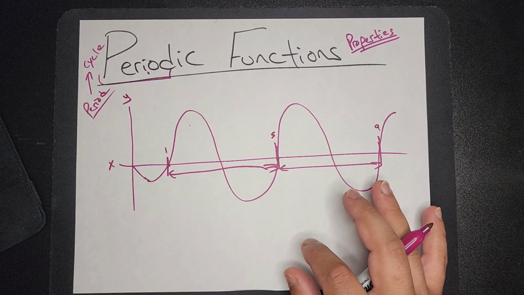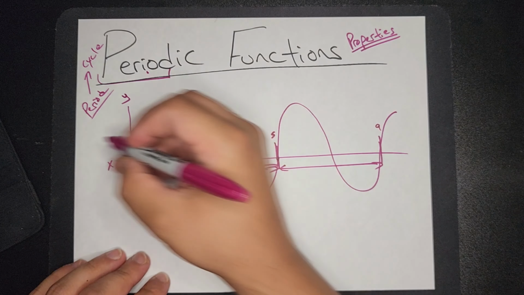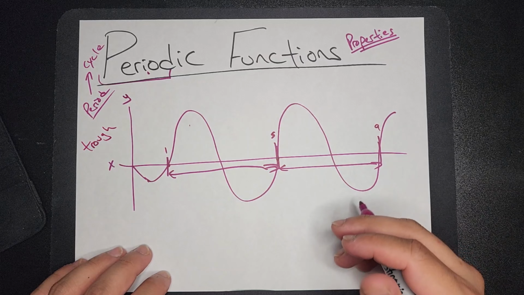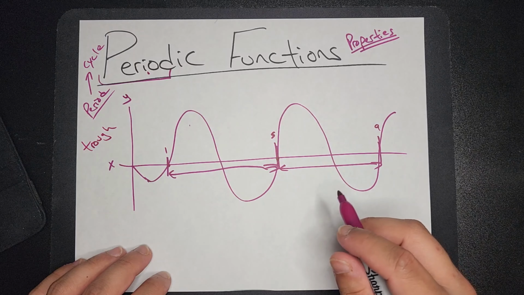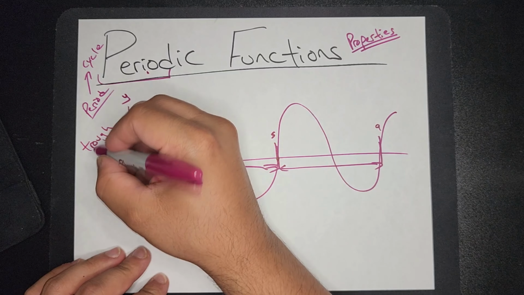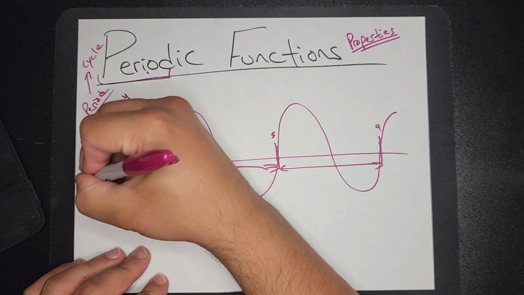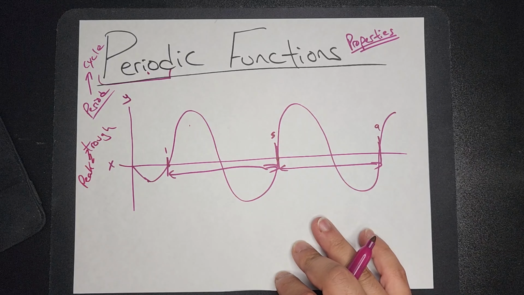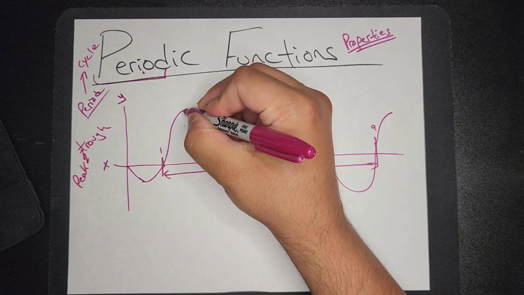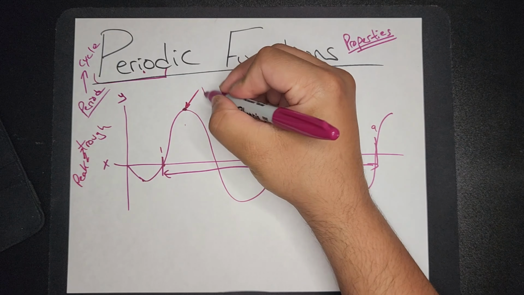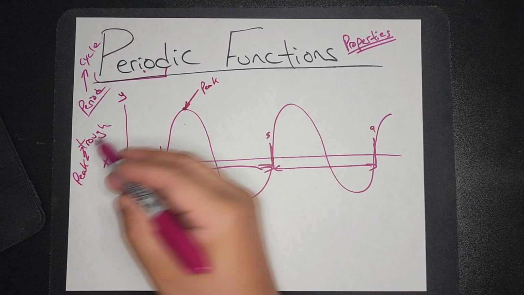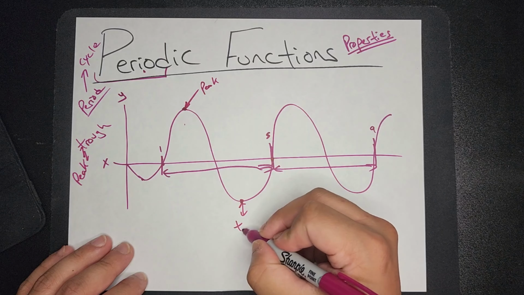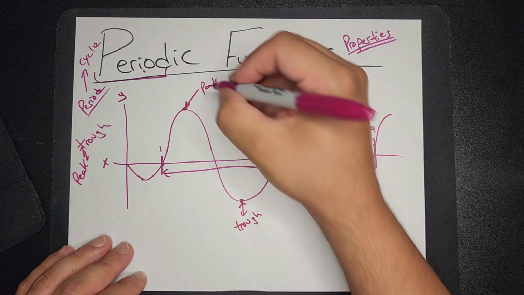So let's look at another thing. There's another word we have to remember: draw, and this goes hand in hand with peak. Peak is self-explanatory. It's the highest point. Draw is the exact opposite. The lowest point.